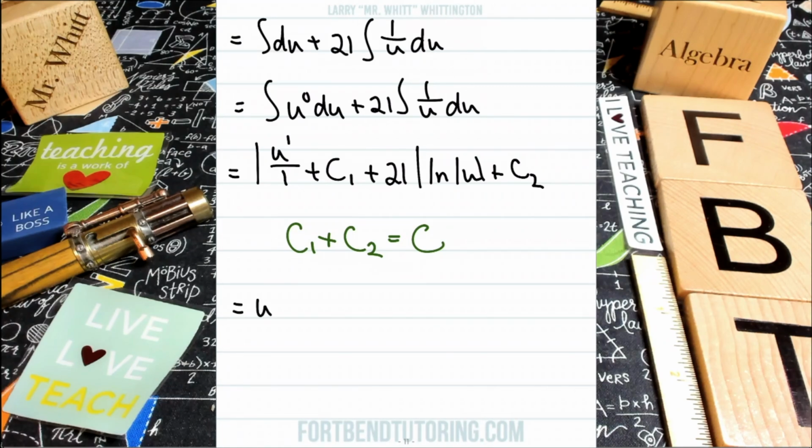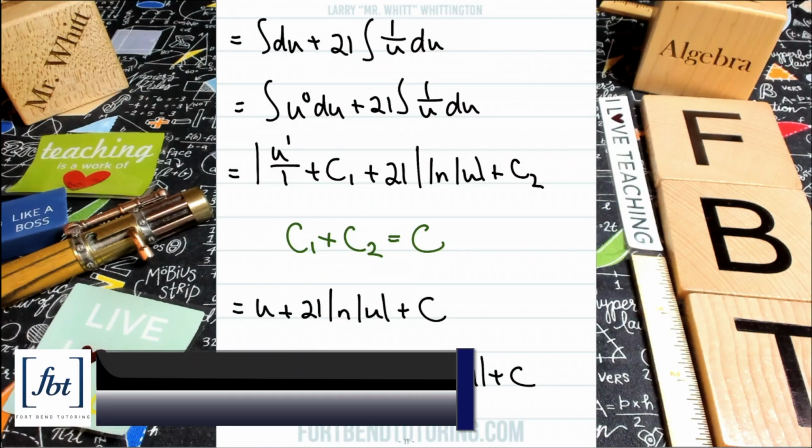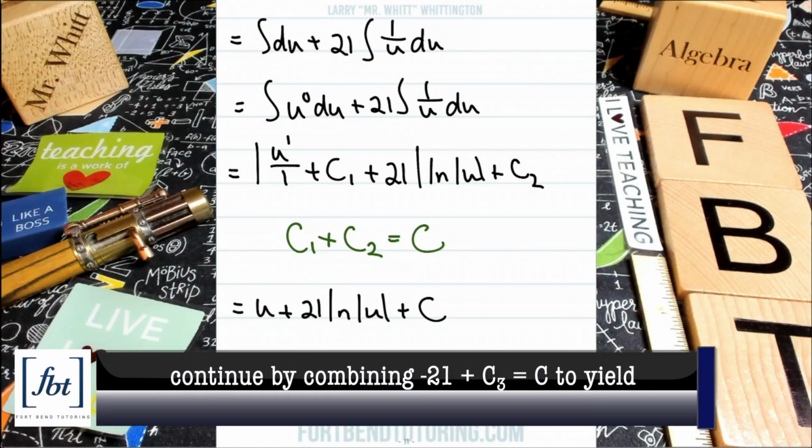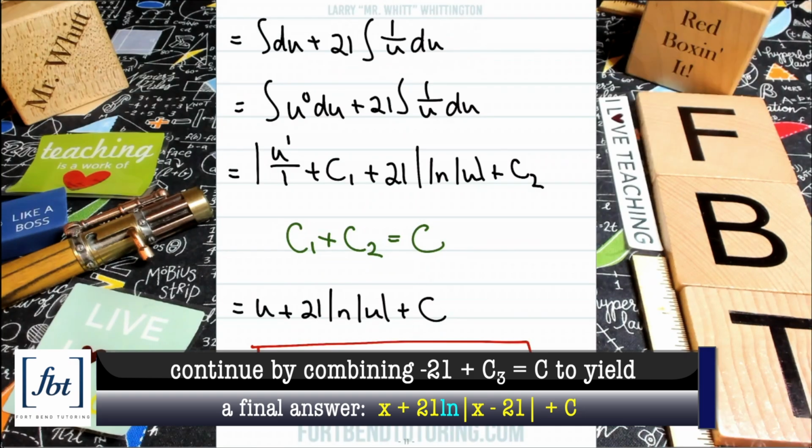Simplifying, you'll have u plus 21 times the natural log of the absolute value of u plus your arbitrary constant c that we have now. We're going to now back substitute, and with that back substitution, you'll have x minus 21, remember that was our value of u, plus 21 times the natural log of the absolute value of x minus 21, plus c. Combine the negative 21 with the arbitrary constant c to end up with x plus 21 times the natural log of the absolute value of x minus 21 plus c as your final answer. Red box it. That was problem number 6.